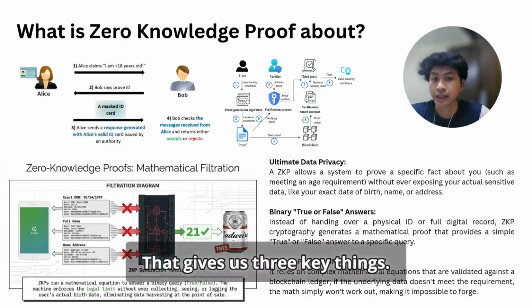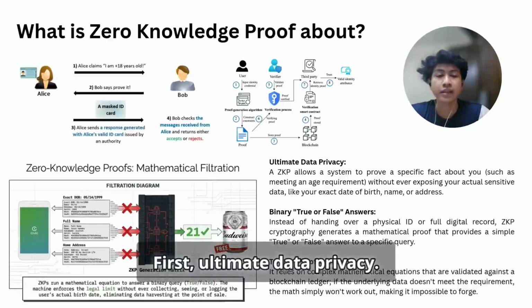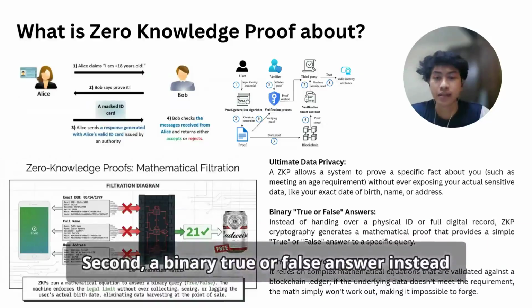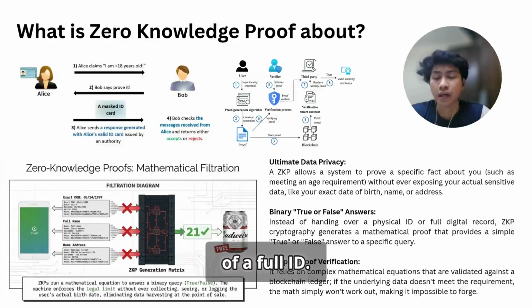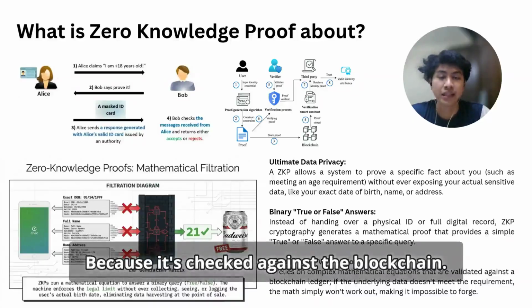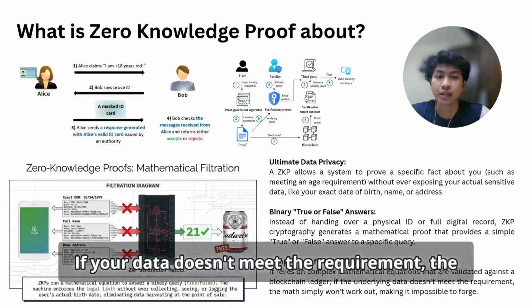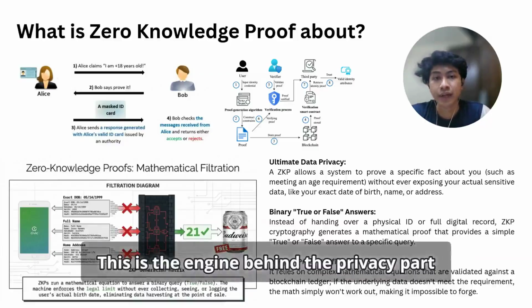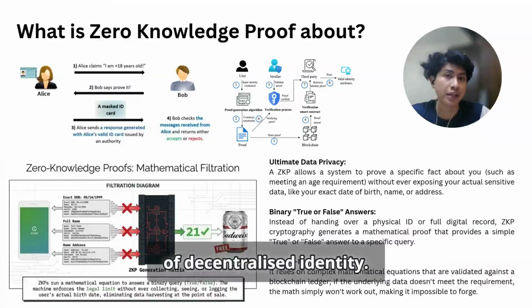That gives us three key things. First, ultimate data privacy, since your raw data is never exposed. Second, a binary true or false answer instead of a full ID. And third, a tamper-proof verification, because it's checked against the blockchain. If your data doesn't meet the requirement, the math simply won't work out. This is the engine behind the privacy part of decentralized identity.